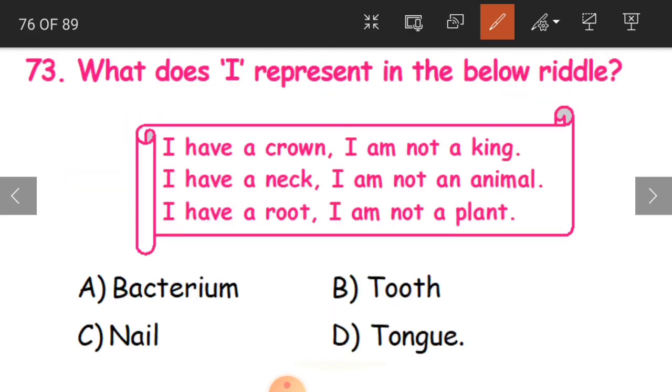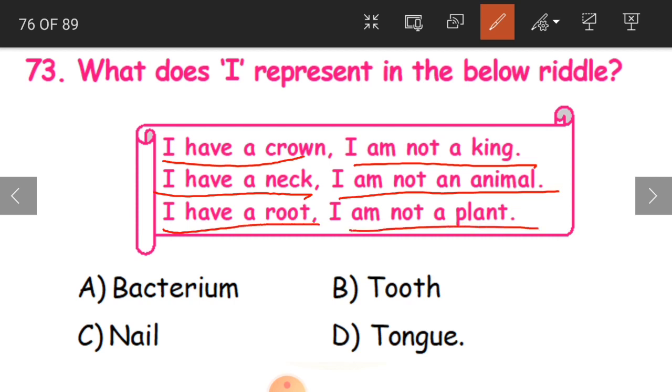Now, 73rd question. What does I represent in the below riddle? So what is the riddle? I have a crown. I am not a king. I have a neck. I am not an animal. I have a root. I am not a plant. So what am I? Is it bacterium, tooth, nail or tongue? And the answer is tooth. It has a crown, it has a neck and it has a root. So that is why B is the answer. Clear, children?